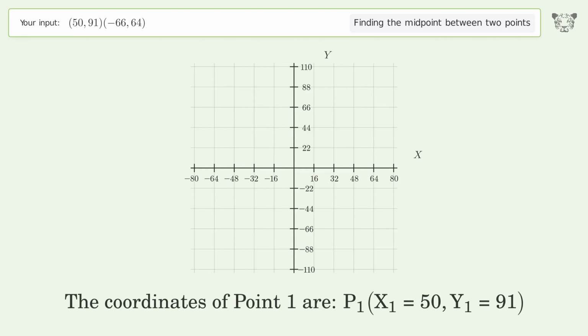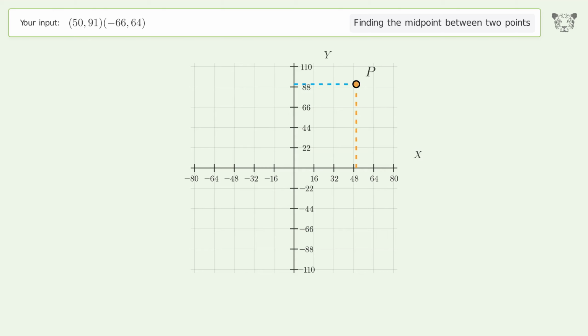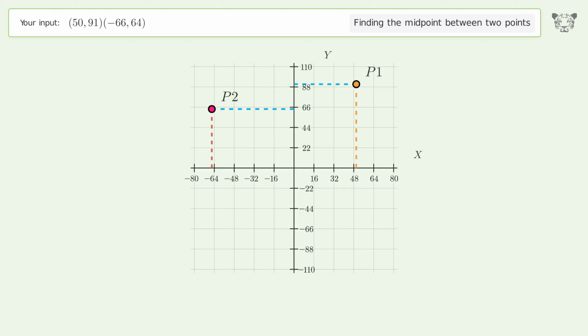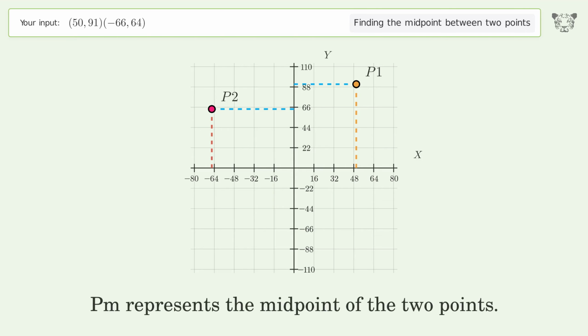The coordinates of point 1 are x1 equals 50, y1 equals 91. The coordinates of point 2 are x2 equals -66, y2 equals 64. PM represents the midpoint of the 2 points.